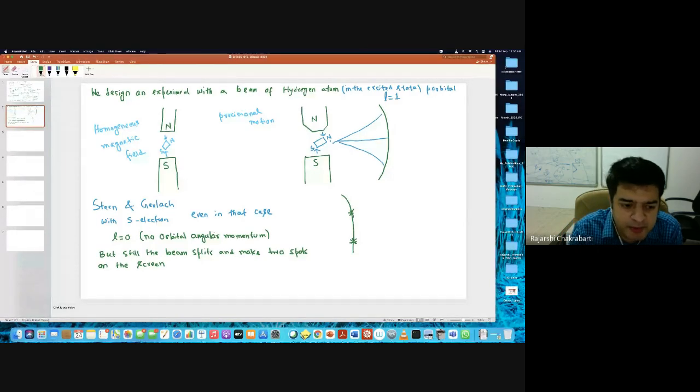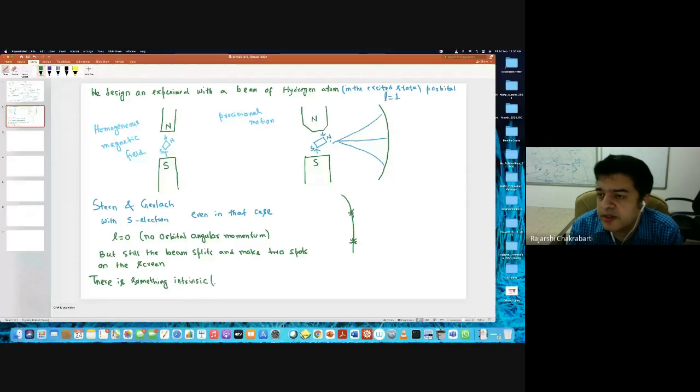So what does it mean? It basically means there is something intrinsic, even to this s electron. Now, what is that something? Some kind of angular momentum, isn't it? Not orbital, but not orbital angular momentum. Is this clear, what I am saying? Yes, sir.